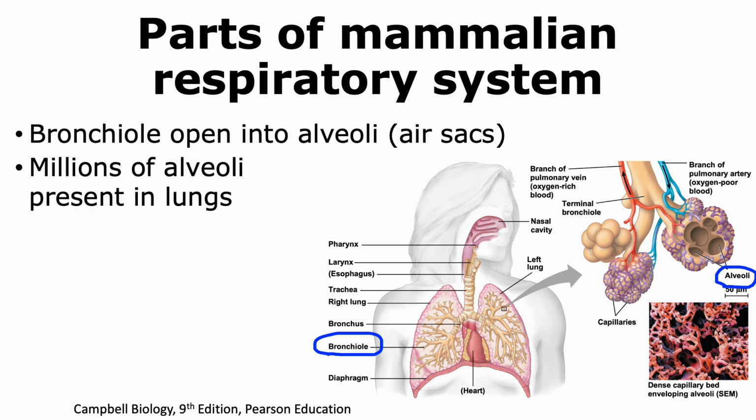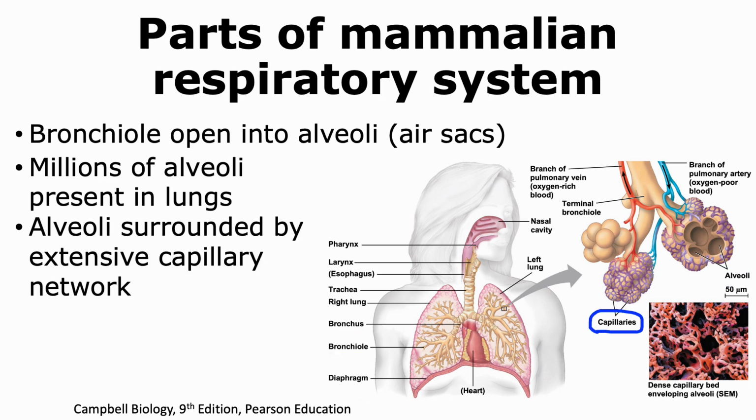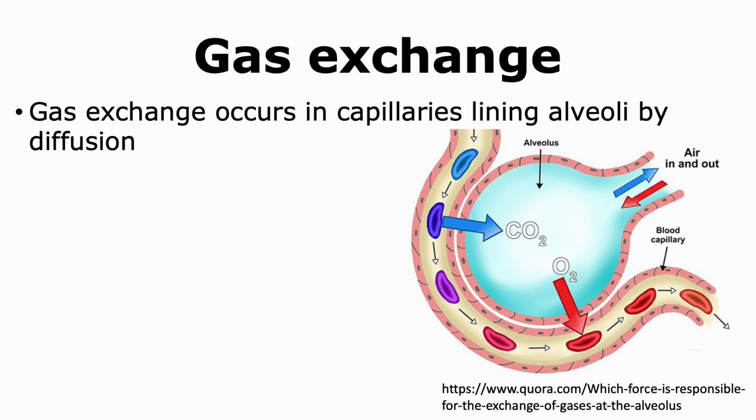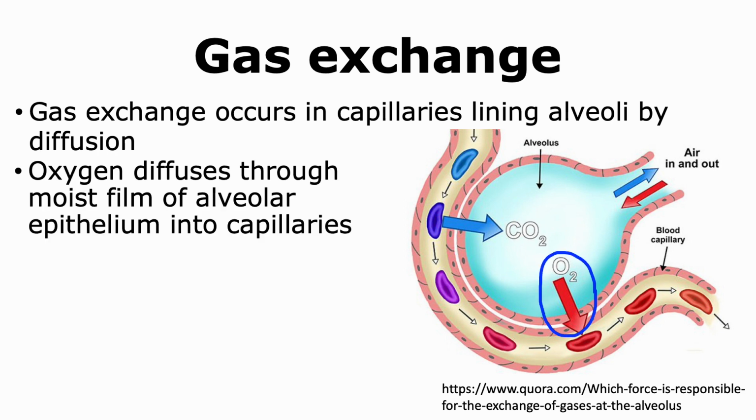There are millions of alveoli present in the lungs, and each alveolus is surrounded by an extensive capillary network where blood flows. Gas exchange occurs in these capillaries that are lining the alveoli through the process of diffusion. Oxygen is able to diffuse through a moist film of the alveolar epithelium into the capillaries. Thus, the oxygen that is in the air that was inhaled can now enter into the capillaries.